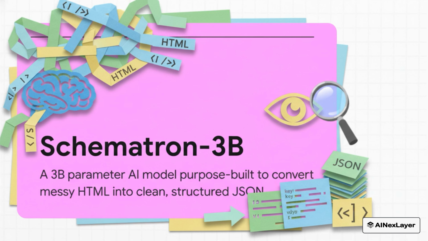And that's where this tool comes in. Meet Schematron 3B. Now, it's a 3 billion parameter model, which, believe it or not, is actually kind of small by today's AI standards. But its real power? It's all in its focus. This thing was built and trained for one and only one task: converting that messy HTML into clean, structured JSON.